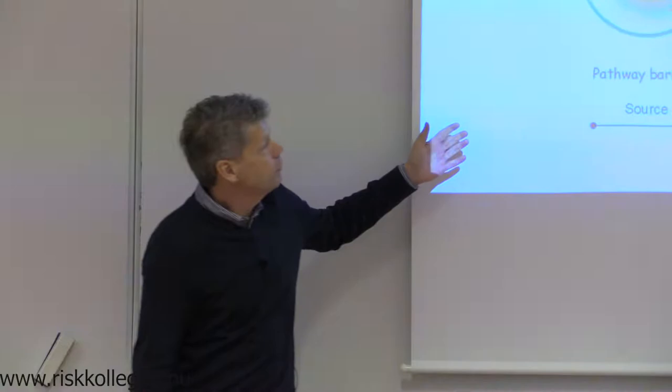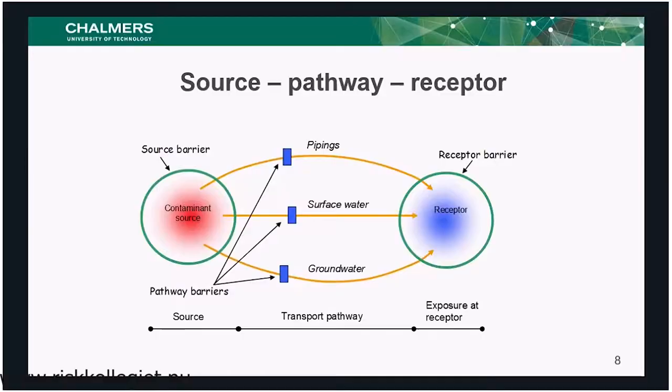This is a very typical conceptual model that we use in water risk assessment and water risk management. We have a problem, and we have someone being exposed to that problem. And then, in order to have a risk, we have to have some connection between the source and the receptor. This is called the source-pathway-receptor concept.